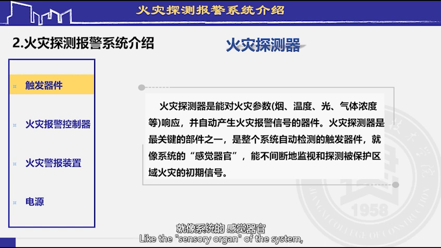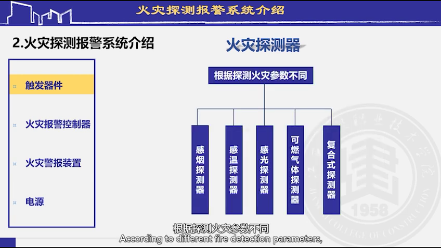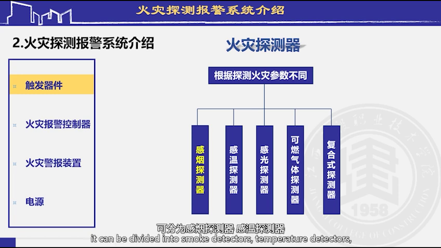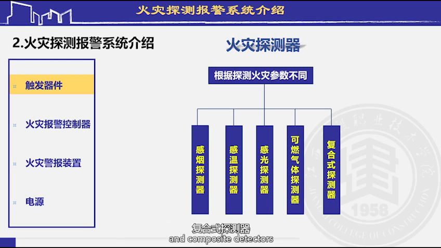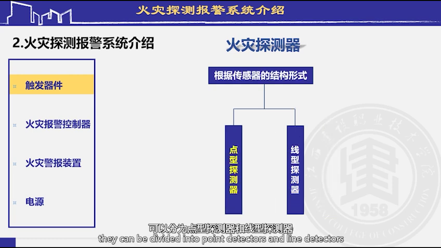Like the sensory organ of the system, it can continuously monitor and detect the initial signals of fires in the protected area. According to different fire detection parameters, it can be divided into smoke detectors, temperature detectors, photosensitive detectors, combustible gas detectors, and composite detectors. According to the structural form of sensors, they can be divided into point detectors and line detectors.